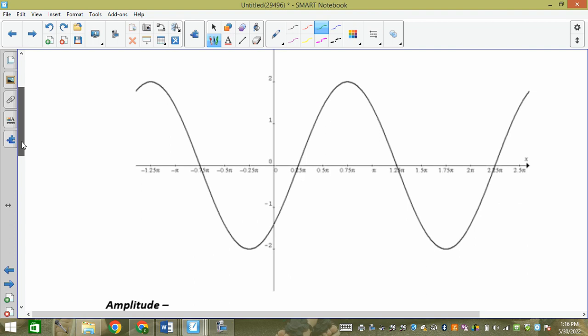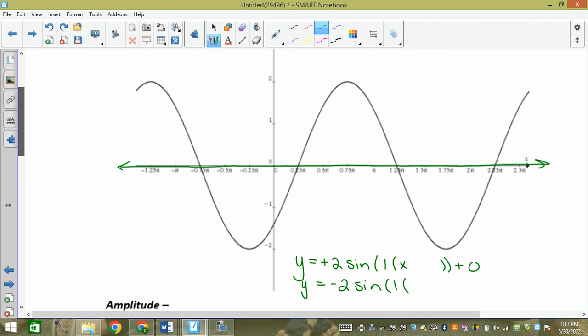So if I draw the midline of this one, the midline of this one is at 0 again. So here's my midline. The equations you should have below are y equals positive 2 sine, my b was 1, x plus 0, and y equals negative 2 sine 1 x plus 0. We agree those are the two equations sitting at the bottom that we don't have c values for? Okay, I draw my midline.